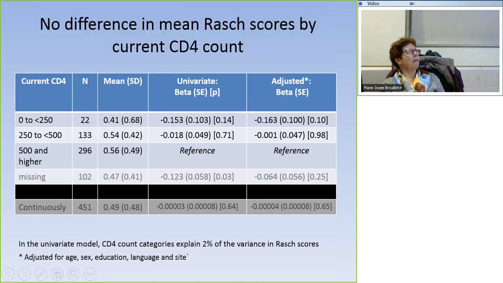This is the CD4 count. We played with a few cutoffs, and my clinical people will tell me that 0 to 250 is definitely not good. And yes, it's a little bit lower, not significantly so. You see there's quite a bit of variation compared to 500 and higher. This is the continuous effect, if you put it in as a continuous variable. I graded it out because it did not fit linear criteria. It's not linear, so we're not going to want to do that.